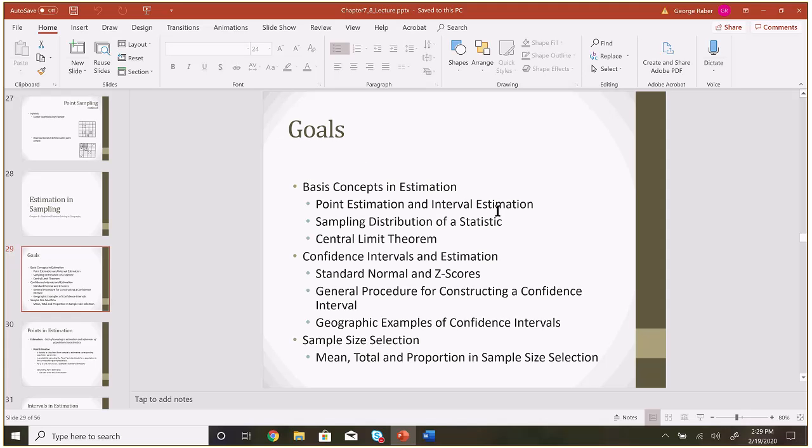Okay. Now that one actually falls into this proportion. So we've got proportions, means, and totals that we're going to talk about. And that covers a lot of things that we want to know about the population. So first we need to talk about this thing. It's called the sampling distribution of a statistic, and that's going to lead us right into the central limit theorem, and then we'll get into confidence intervals.